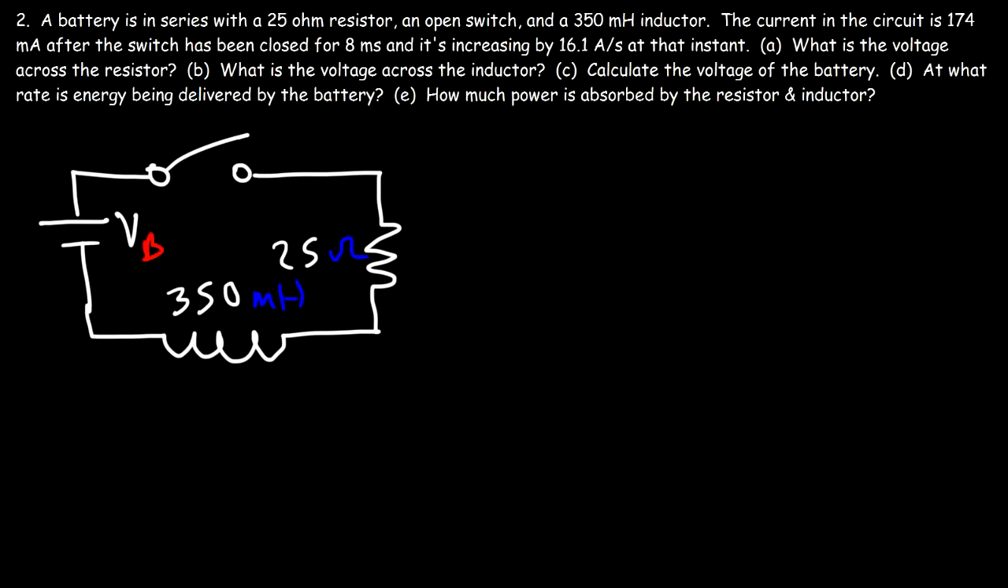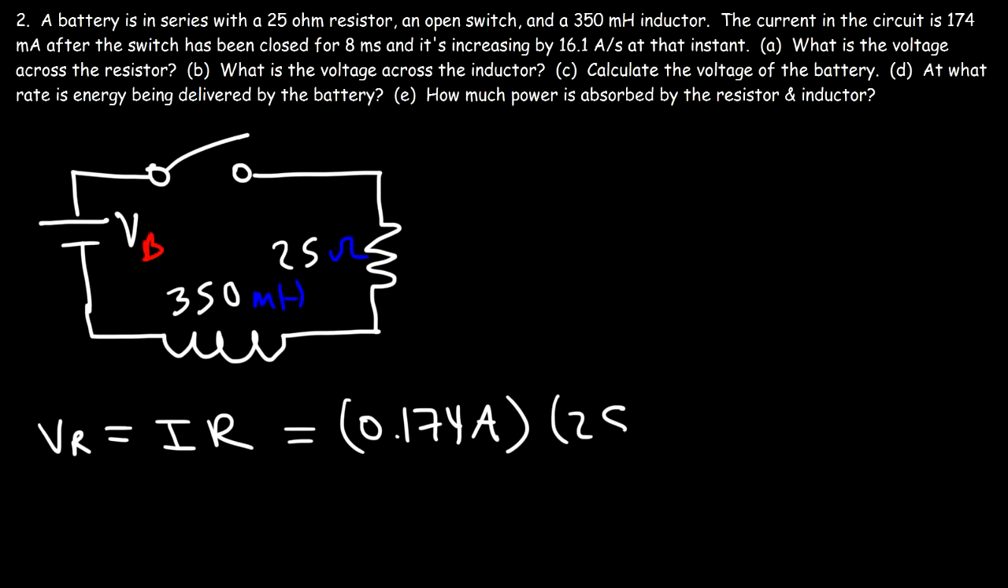Now, to calculate the voltage across the resistor, it's simply going to be the current that flows through it times the resistance. So the current is 174 milliamps, which is 0.174 amps, and the resistance is 25 ohms. And so that's equal to 4.35 volts.